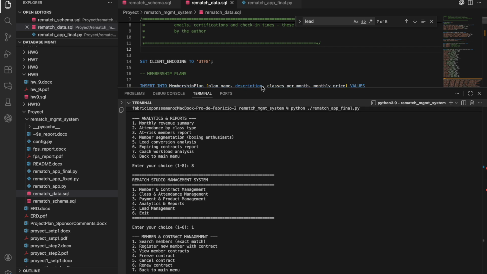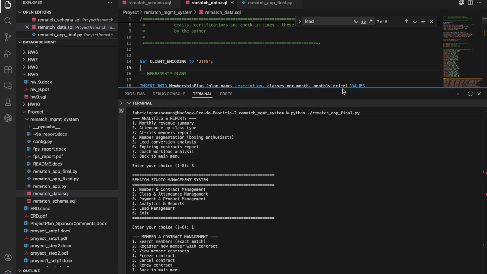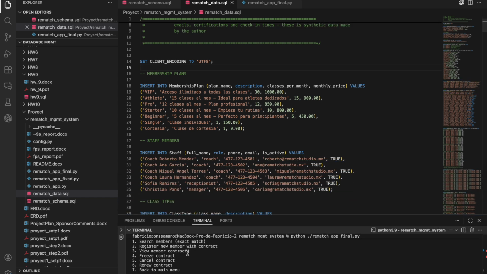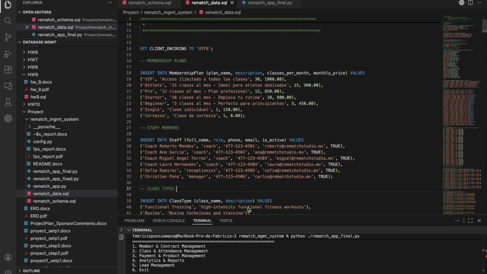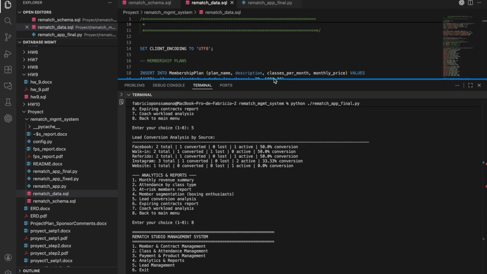For this, obviously, the queries that are more interesting are the ones on analytics and reports, just because I had the opportunity here to do some of the subqueries and more advanced queries that we have been analyzing in class, and it also gave me the opportunity to do some research on new ways to do SQL.